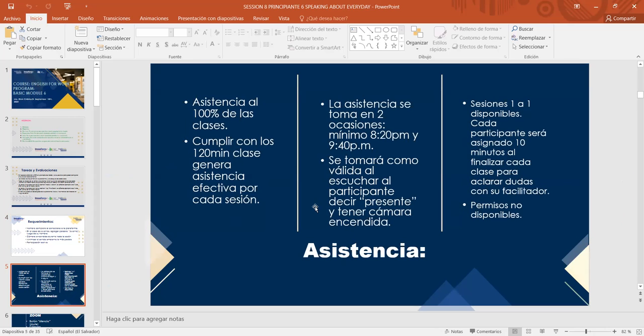Also, we have here the reminder for your attendance, okay? The administration, INSAFORP, and me, we expect that you attend classes 100%. That is the expectation. 100 minutes to be connected every day that we meet here for the classes because it is 2-hour classes. 60 minutes each one equals 120 minutes. Another reminder, the attendance is taken twice, at least at 8:20 and at least at 9:40, depending on how the activities are working. Remember that your attendance is taken as effective when you activate the microphone and you say, here I am, presente, okay, or present. And the camera must be on according to the requirements.